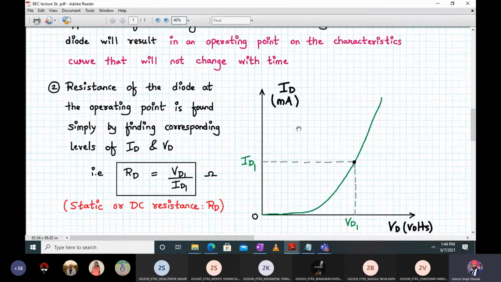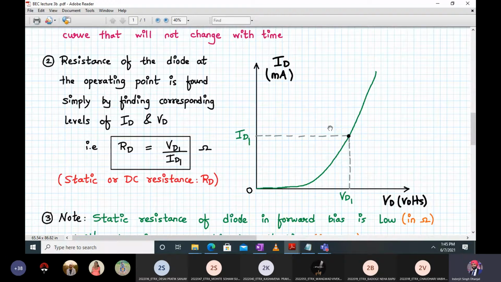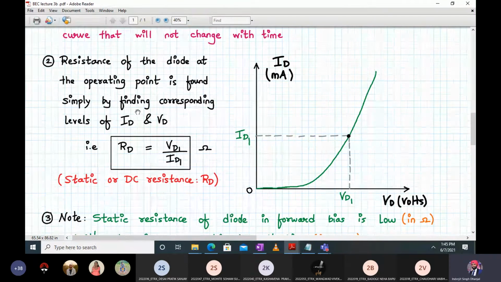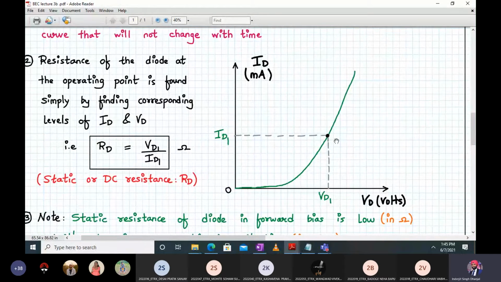Application of a DC voltage to a circuit containing a diode will result in an operating point on the characteristics curve that will not change with time. We call it a Q point. The resistance of the diode at the operating point can be found by finding the corresponding levels of ID and VD at that Q point. Let's say this black dot is the Q point. Correspondingly, you find the value of VD1 and the value of ID1.